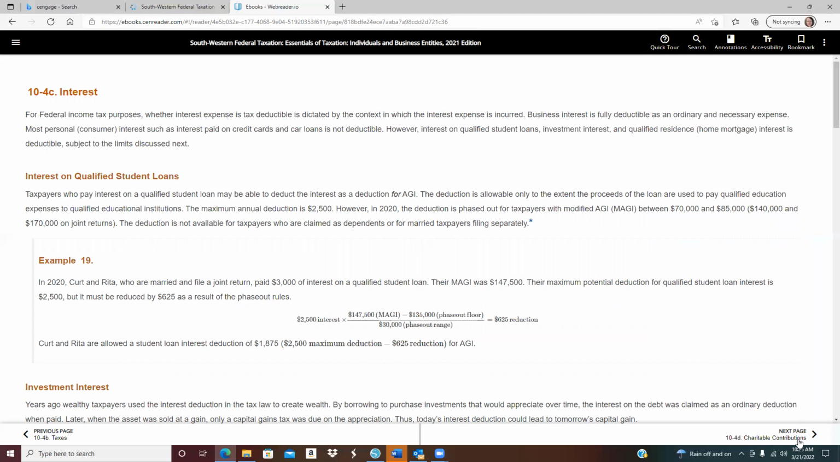So interest expense is tax deductible if the expense is incurred in the context in which the interest is incurred, so a necessary expense. And most personal interest, such as interest paid on credit cards or car loans, is not deductible. But interest on qualified student loans, investment interest, and qualified residence interest, such as a home mortgage, is deductible.